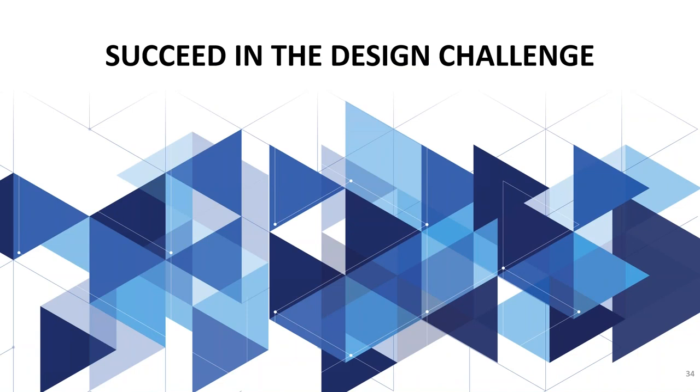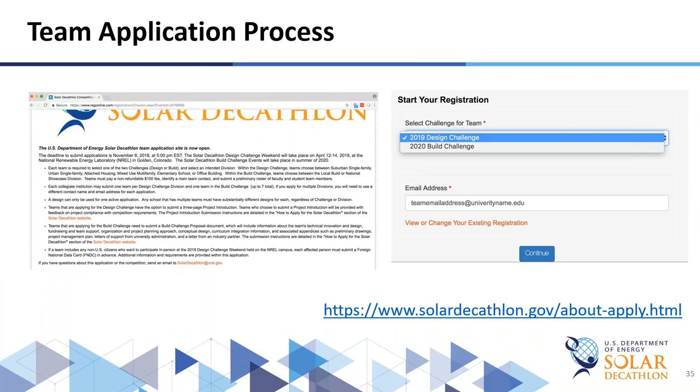So, how to succeed. Our application site is designed to be straightforward and simple, and you can access it from the apply page on the Florida Decathlon website. It should be completed by a single person, either your faculty advisor or a team leader from each team that is applying. If you have multiple teams applying for your school, each application should have a different person submitting an application.